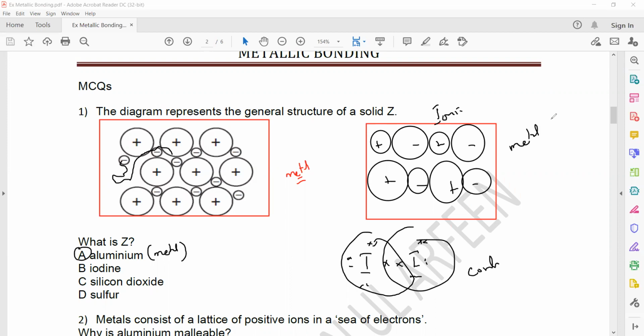Ionic means it's a combination of metal and non-metal. So it cannot be iodine. Silicon dioxide is a macromolecular structure, a giant structure, so it cannot be. And sulfur, again, is a non-metal, so none of them. B, C, and D are totally wrong. That's why A, which is a structure of metal, is the right answer.